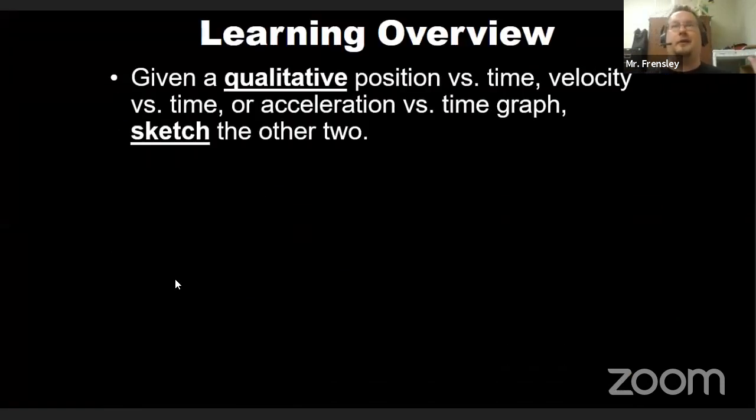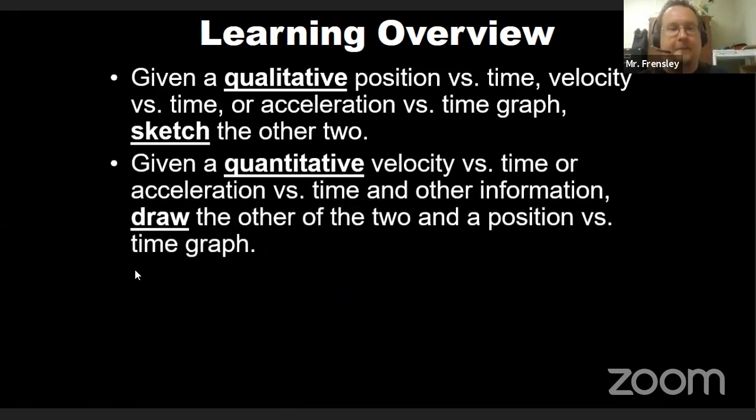So really what we want to do is take a qualitative, that means we're just looking at the shape, position, velocity, or acceleration versus time graph. We want to sketch the other two. So if I give you an acceleration versus time graph and I really just show you the shape, I'm like, hey, what does the shape of the velocity graph look like? That's kind of what we're looking at, right?